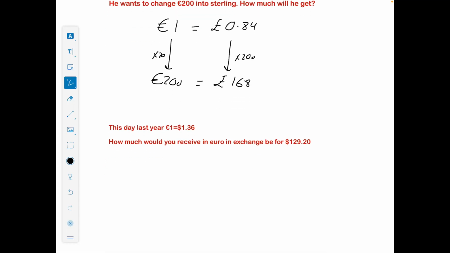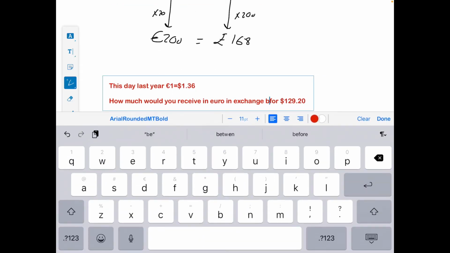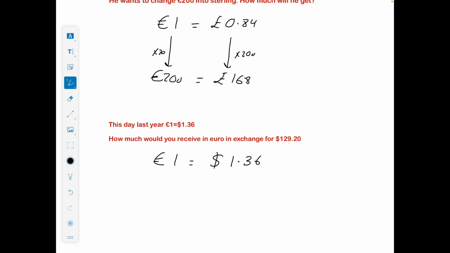Now another one. This day last year, €1 was, that's the dollar symbol, $1.36. How much would you receive in euro in exchange for $129.20? Now we want to make this 129.20. We don't know what that will be. Now how do I go from 1.36 to 129.20?